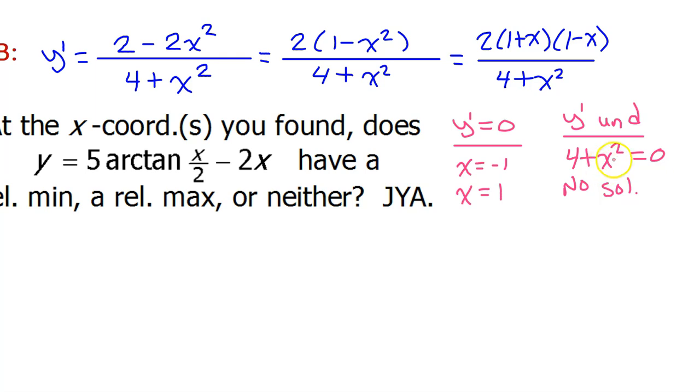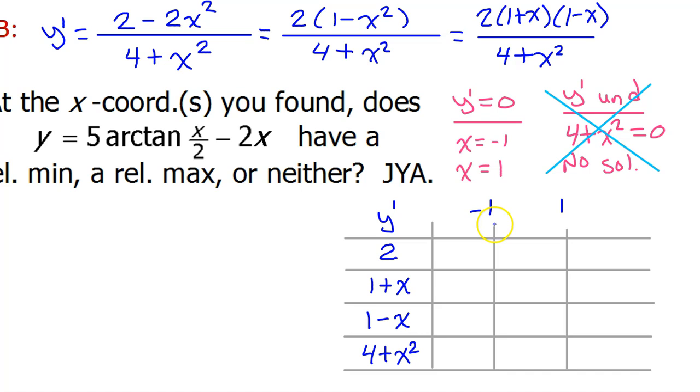X squared is never negative because we're squaring it. So the smallest this term can possibly be is 0. And then we add 4 to that. So this expression has a minimum value of 4. It will never equal 0. So we can actually forget about this.